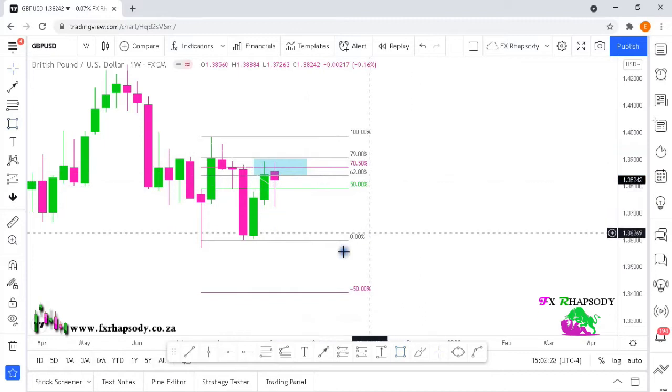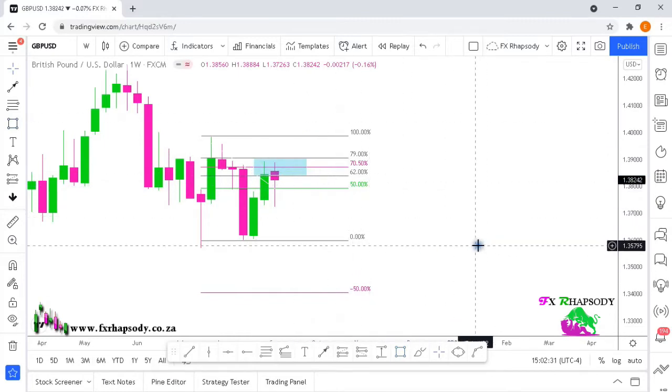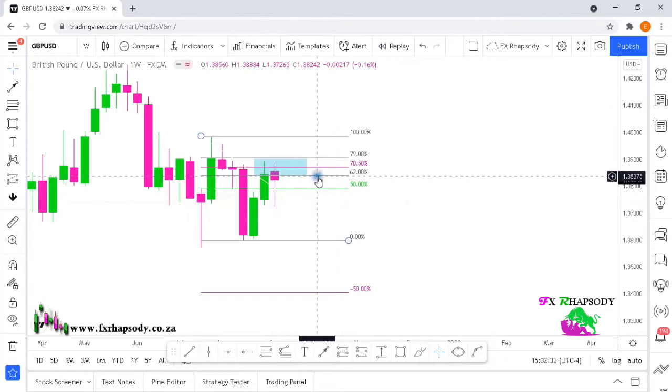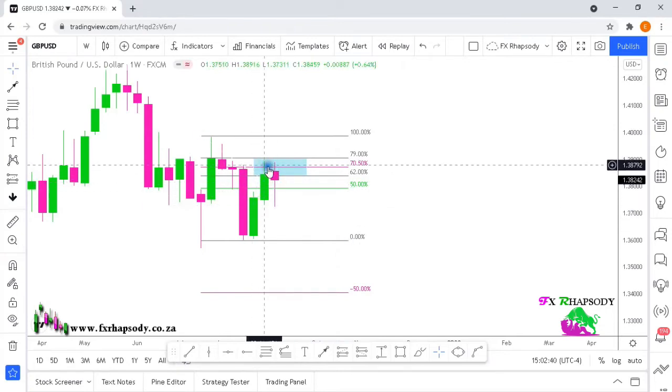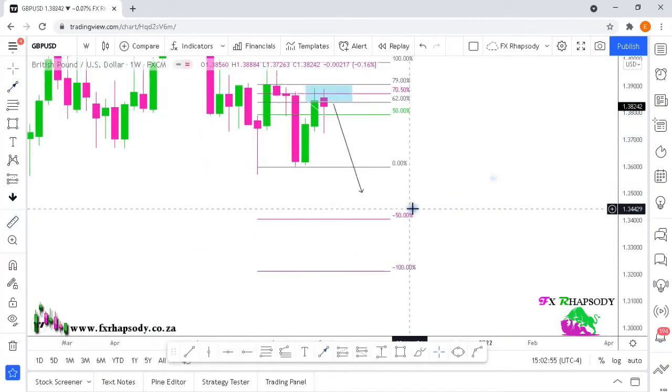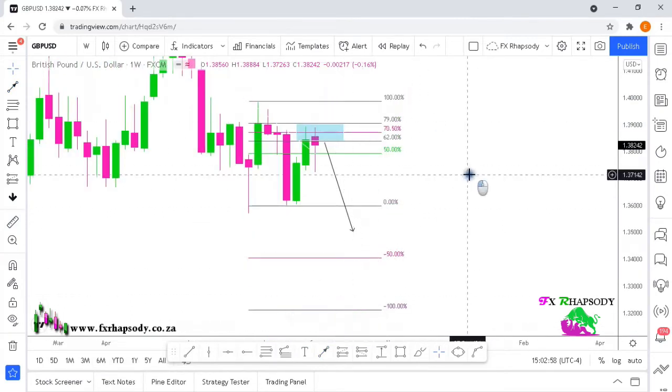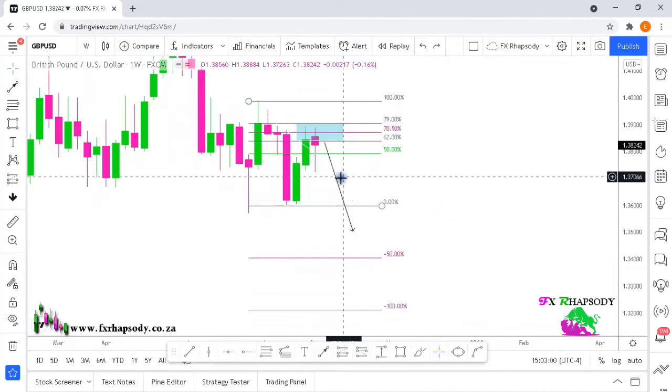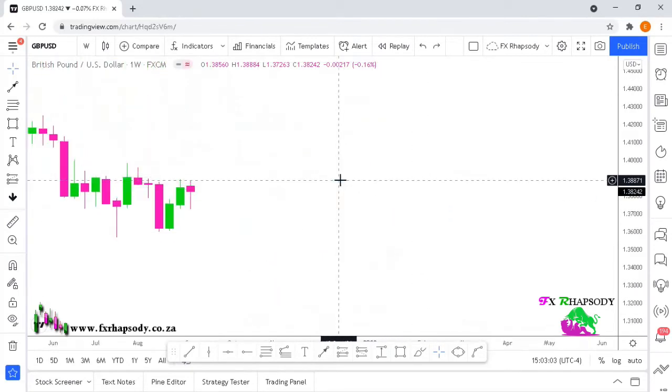For those of you that have been following my videos, I like entering on the 62%. That's usually a nice area to enter. But you can see how price has pulled back nicely between the 62 and the 79%. So we are looking for a nice sell area on a weekly time frame, hopefully hitting that target at the bottom. But before we take that sell, we first need more confirmation on what price is doing, especially on the lower time frames.